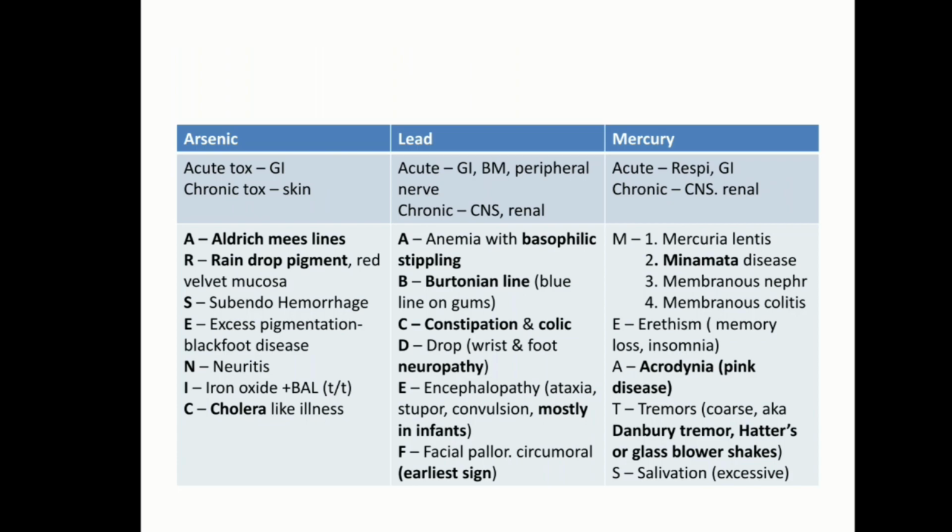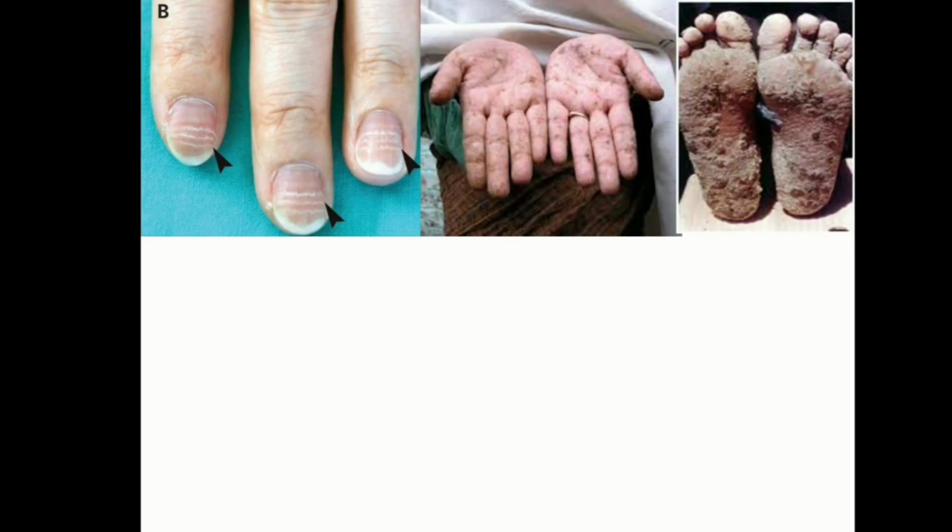Clinical features of mercury can be remembered with the mnemonic MEATS. M for mercurialentis, M for Minamata disease, M for membranous nephropathy, M for membranous colitis, E for erethism, which is nothing but personality disturbance, memory loss and insomnia, A for acrodynia or Pink's disease, T for tremors, which are coarse, and it is also known as Danbury tremor, Hatter's or glass blower shakes. S for salivation, which is excessive salivation.